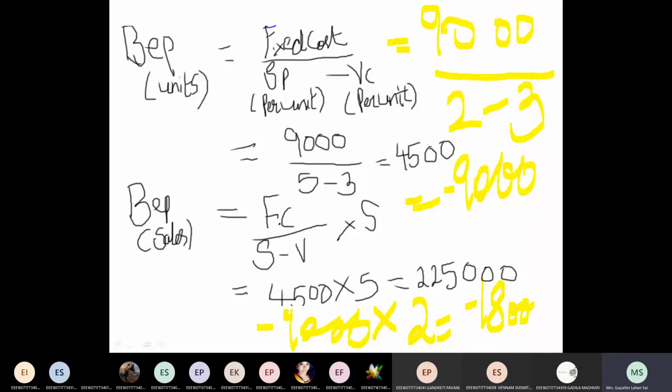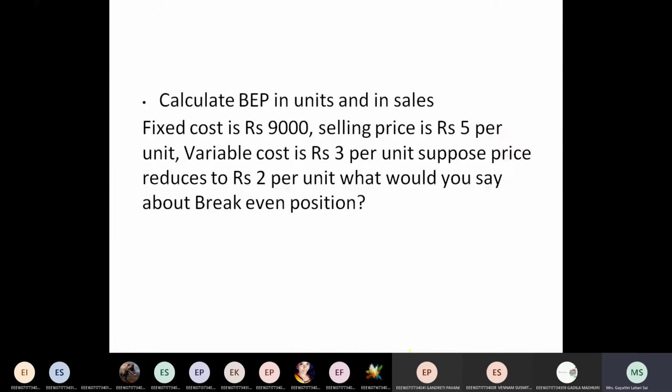So if you change the selling price of the product from 5 rupees to 2 rupees, you are getting a loss, right? Minus 18,000 means it is below the break-even point, right? So you can suggest to them that if you change it from 5 to 2, you will get a loss. So that's the conclusion about this.